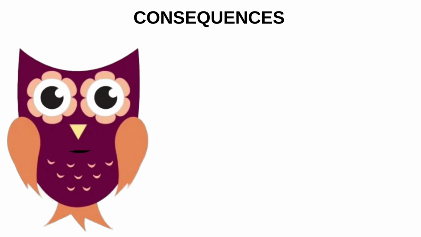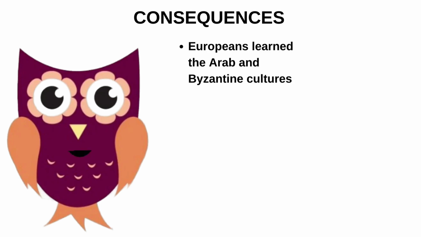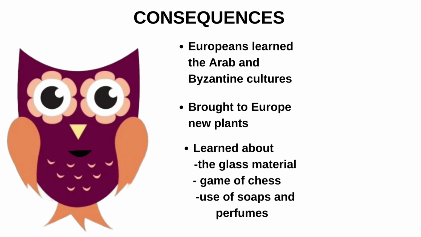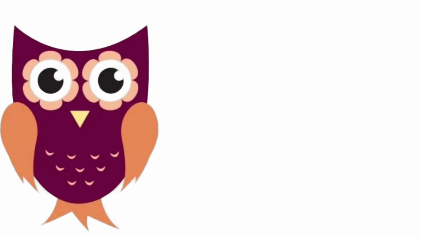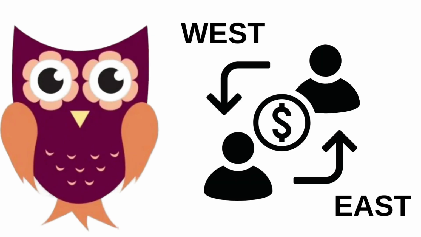In the East, they learned the Arab and Byzantine culture, architecture, and science. They came across and brought to Europe many plants, such as rice, cotton, lemon, etc. In the East, they also came across glass, the game of chess, the use of soaps and perfumes, etc. The trade between the West and the East expanded, and the Eastern culture became the instigator for the renaissance of the European culture.